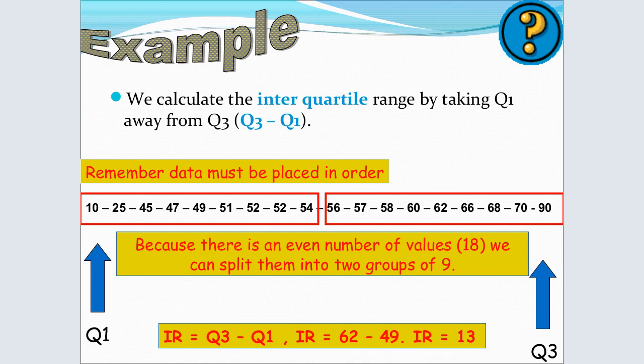So our Q3 is going to be 62. And our Q1 is going to be 49. So somebody is going to ask you to come up with the interquartile range. The interquartile range is given by Q3 minus Q1, and that is 62 minus 49. It gives you the interquartile range 13.